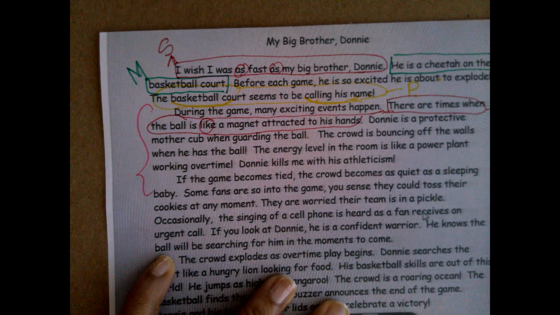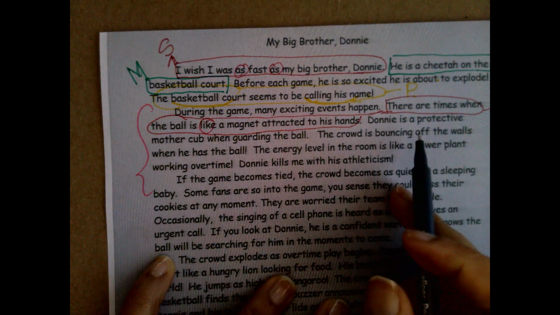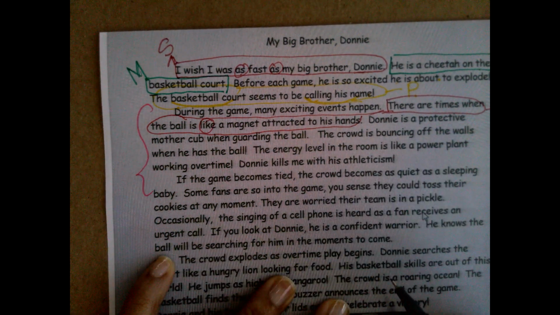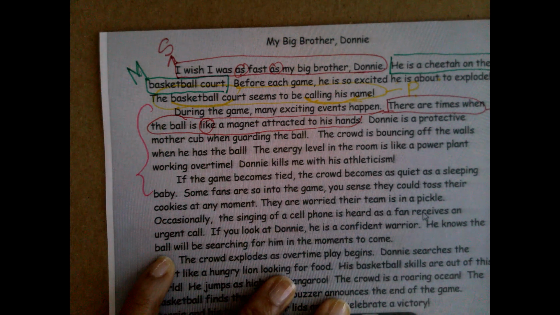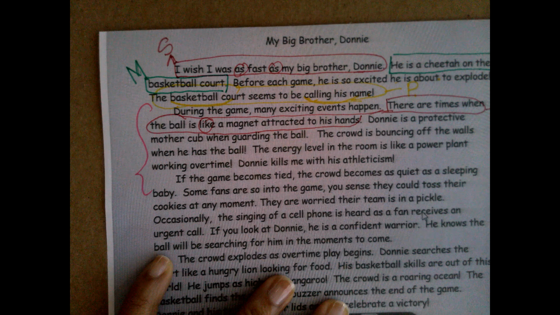What is this sentence actually saying? Because you want to get them to be thinking. He's actually saying that Donnie is a mother cub because he's protecting the ball like how a mother cub would protect her young one, or a mother would protect her cub. You hear me talking foolishness? Okay. All right. Excellent. Sounds good.